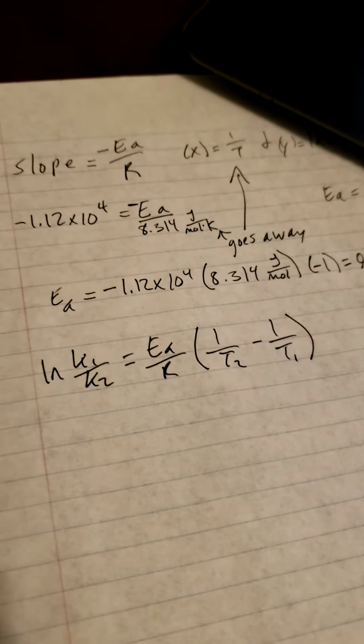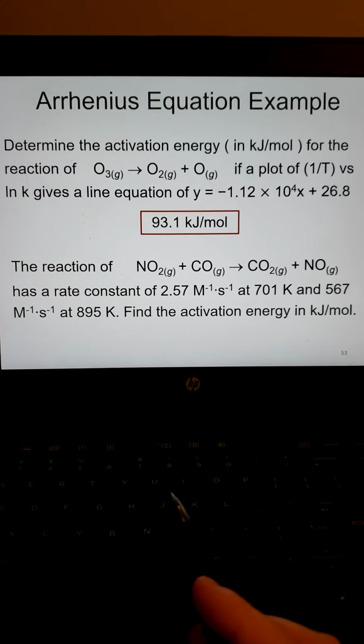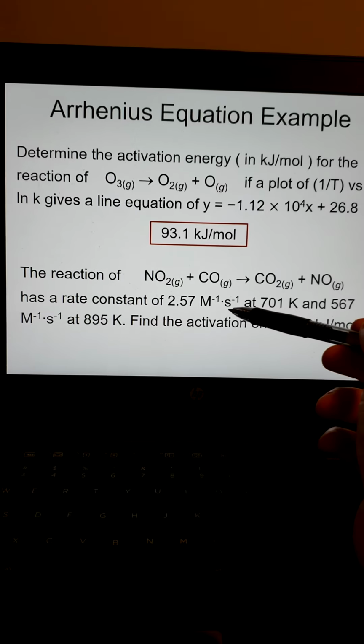Now, out of curiosity, based on this slide, you should be able to tell me what the reaction order is, though, based off the units of K.